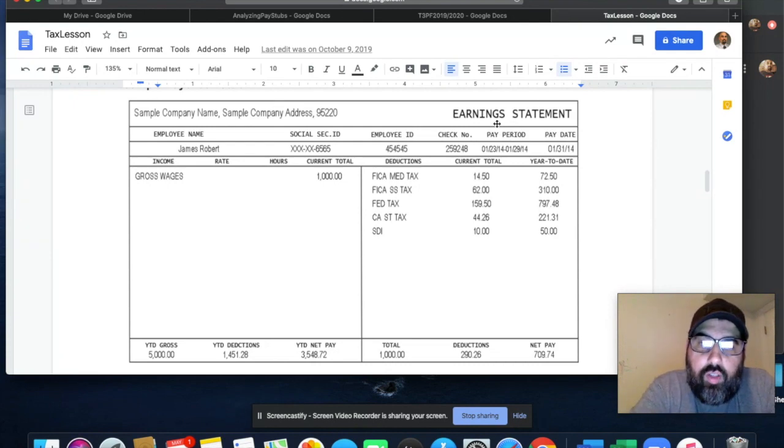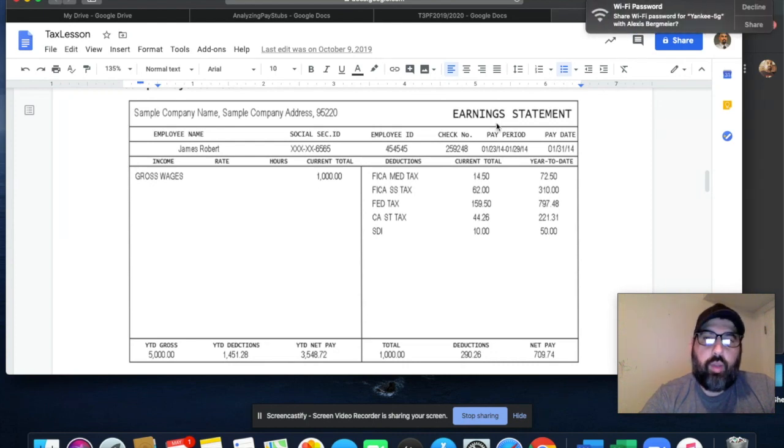This is how often these people get paid. So 1/23 of 2014 to 1/29 of 14 looks like their pay period. Okay, so they get paid every week. Some people might get paid every week, some might get paid every other week, so a couple times a month. Some might get paid once a month. Those types of things. So it all depends on what the business does or the place that you work for. That might determine how often you get paid, and every company might be different too.